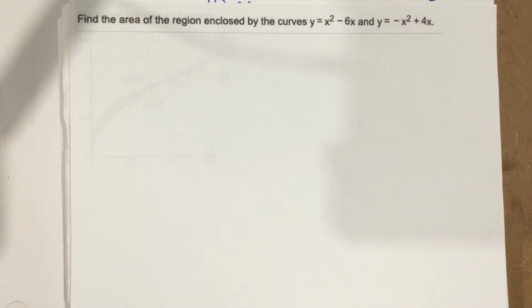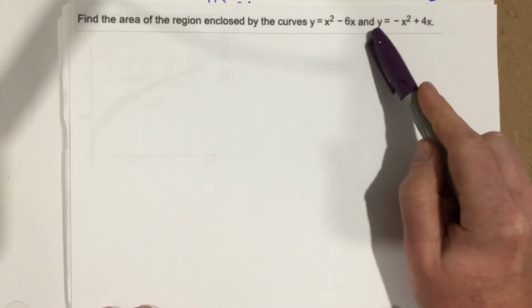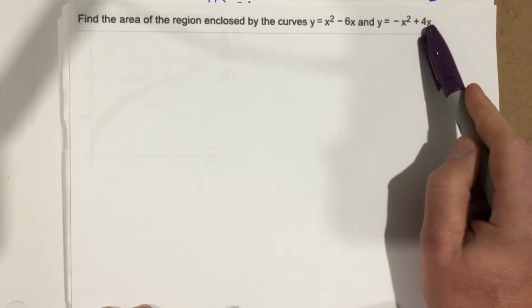This is problem number 1 for assessment number 8. It says find the area of the region enclosed by the curves y equals x squared minus 6x and y equals negative x squared plus 4x.